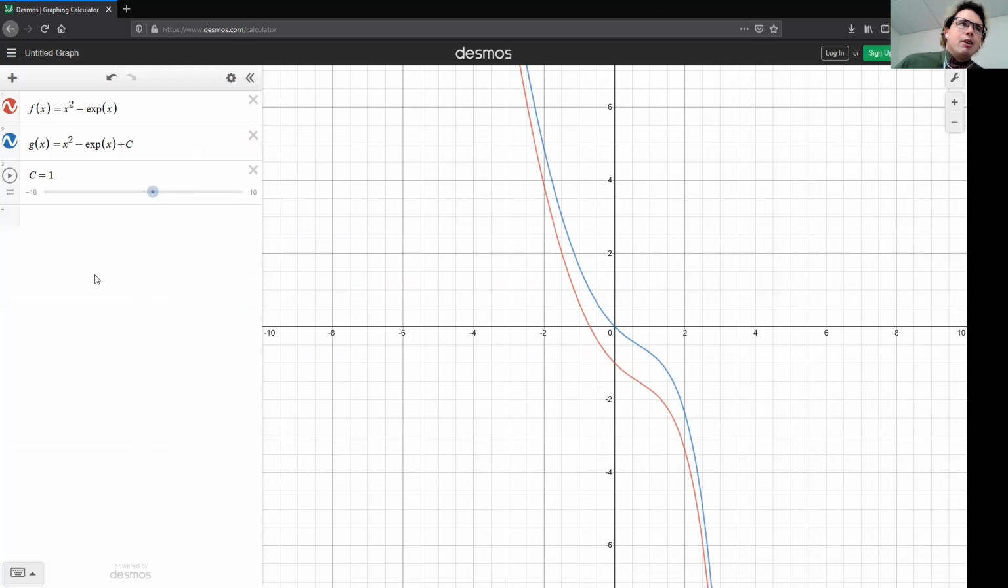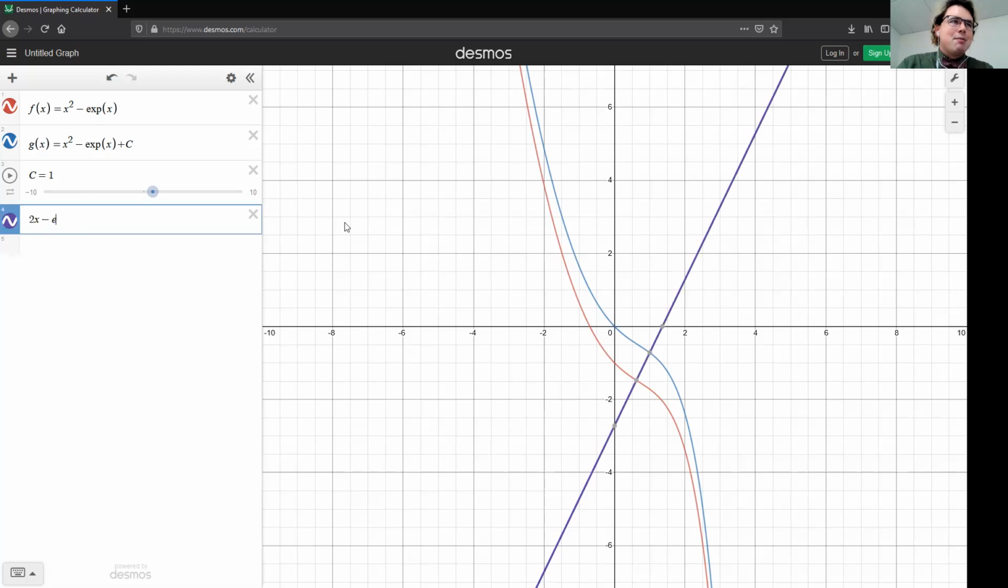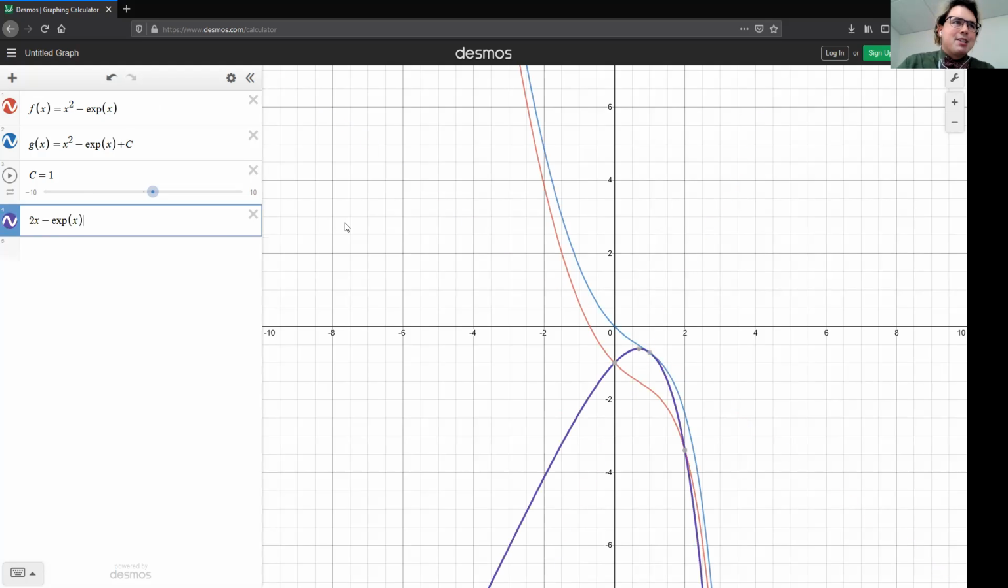Here I have two different functions, f of x and g of x. How do I know they have the same derivative? Both of these functions have the derivative 2 times x minus exp of x. And here I've been a little cheeky, I'm using the fact that exp of x is just another name for the exponential function. Okay, so they both have this same derivative.